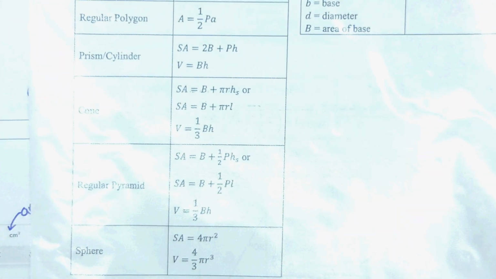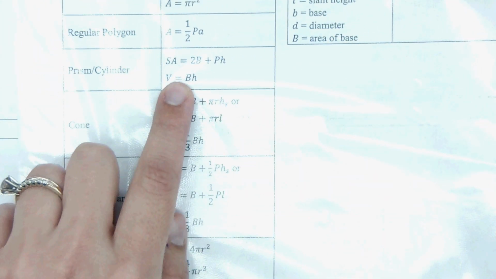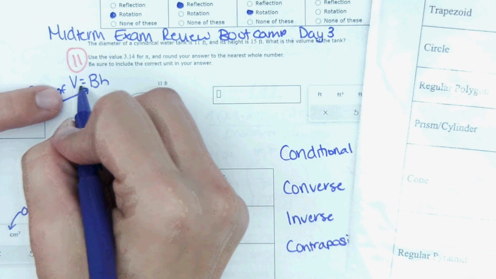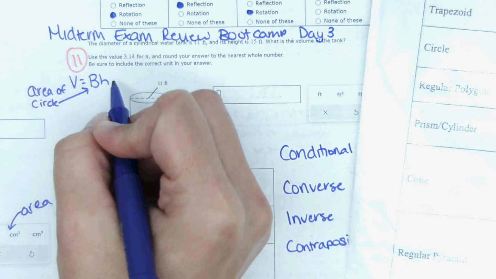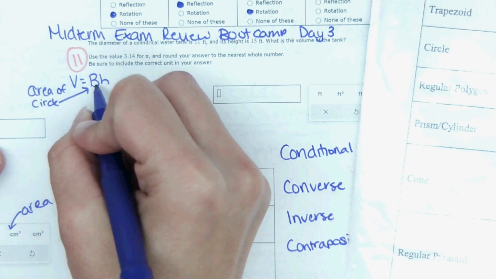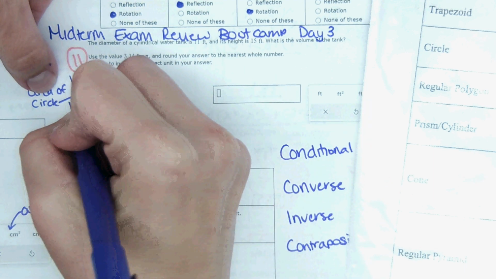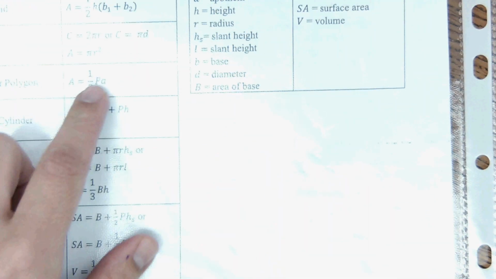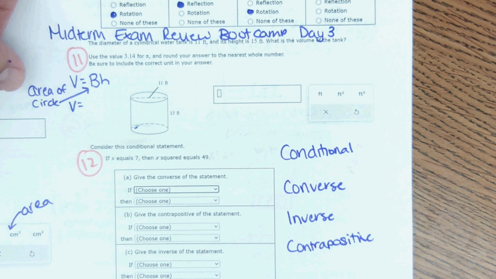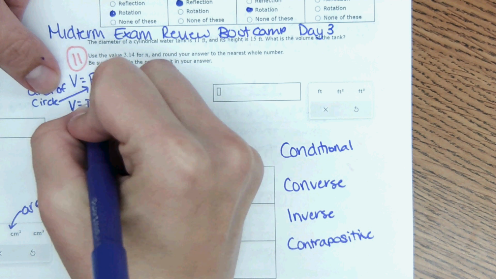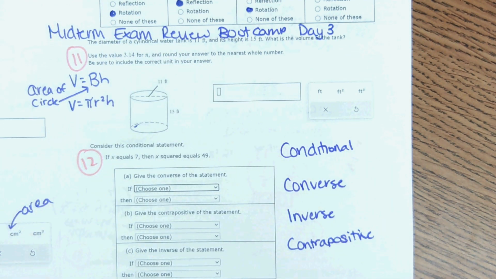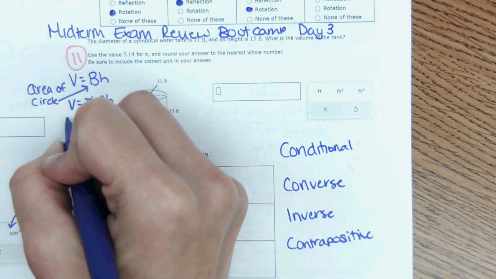So on the reference sheet right here for cylinder, volume equals area of the base times the height. So I wrote that down, volume equals area of the base times the height. And in this case, the base is a circle. So this is the area of a circle. So then we have to plug in the area of a circle, which is pi r squared, into this equation. So volume equals pi r squared times the height. Okay, and then we can start plugging in the numbers into the equation.